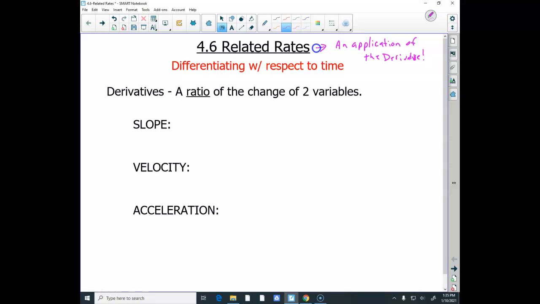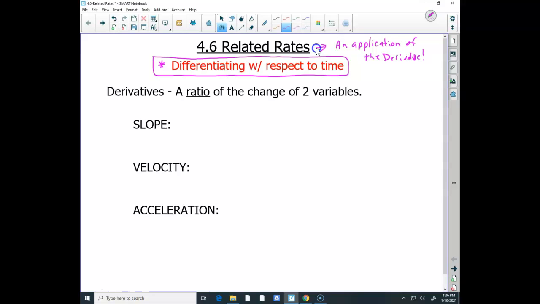And what we're going to be doing here on related rates is differentiating with respect to time, and it's going to feel kind of awkward in the beginning because you're going to be like, whoa, I'm going to be taking the derivative of a variable that's not even present in my equation. But before we get into that, we're going to set a small little foundation here.